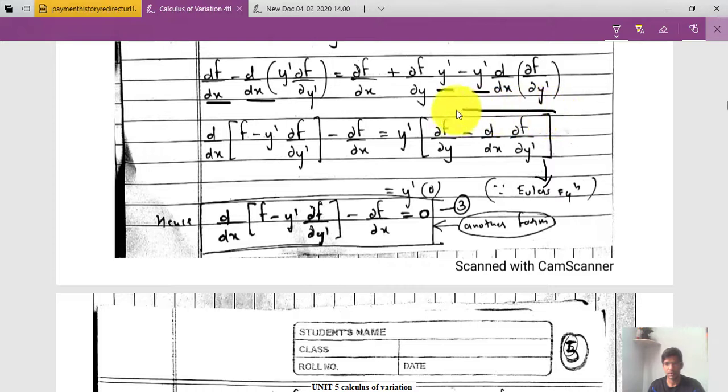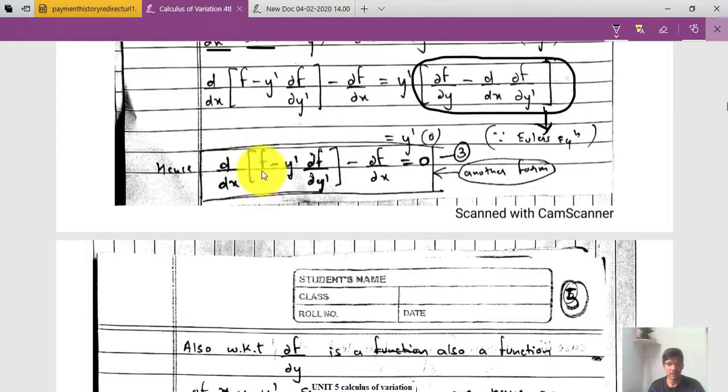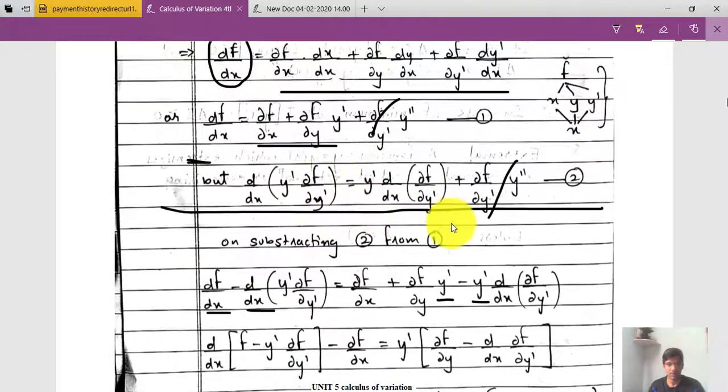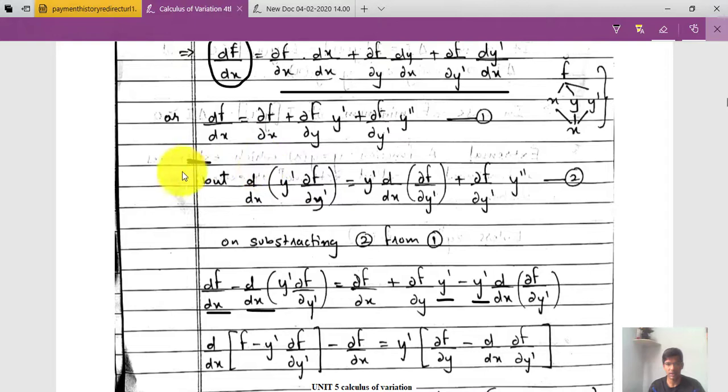Now this equation is nothing but, what is this equation? It is in fact the Euler's equation, which is equal to 0. So finally what we get? d by dx of (f minus y prime dou f by dou y prime) minus dou f by dou x equal to 0, which is another form of Euler's equation. So please have an eye on Euler's equation, which is very important in solving problems.